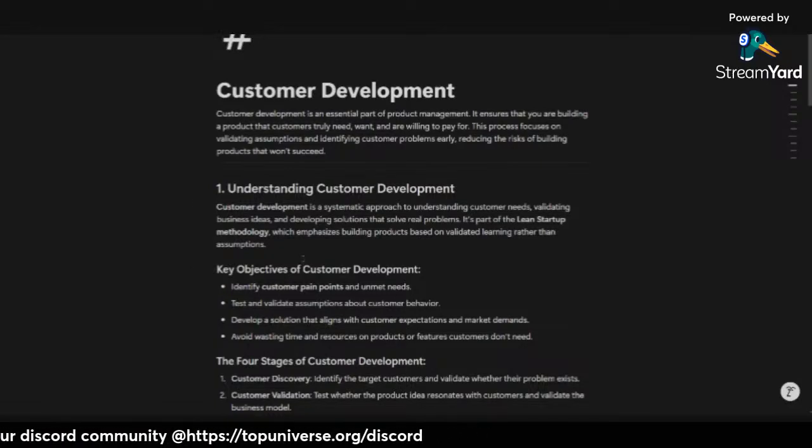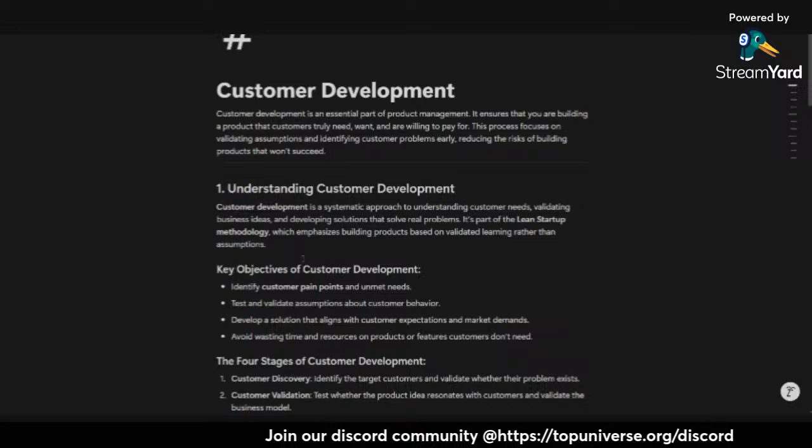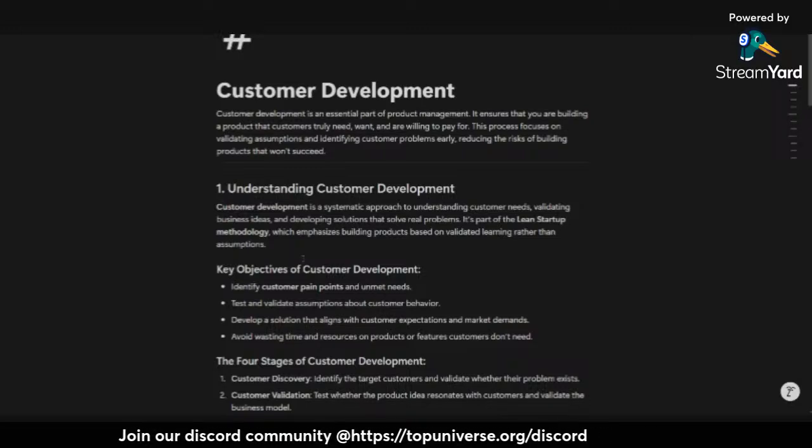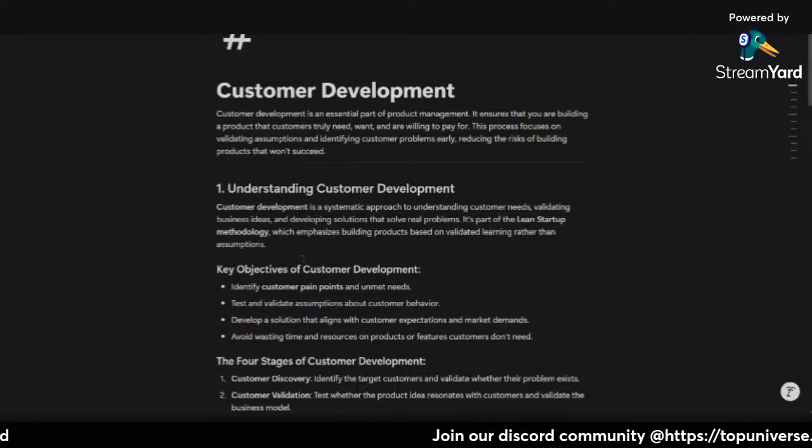Customer development is actually a systematic approach to understanding customer needs, validating the business idea behind that solution, and also developing solutions that actually solve real problems that these customers face. It's part of the lean startup methodology, which emphasizes building products based on validated learning rather than assumptions.